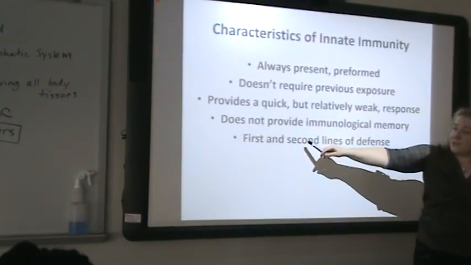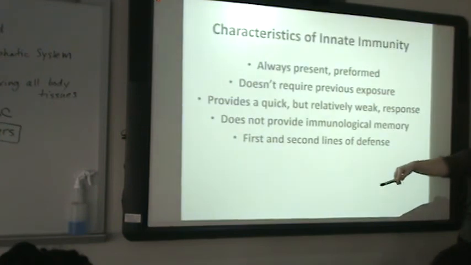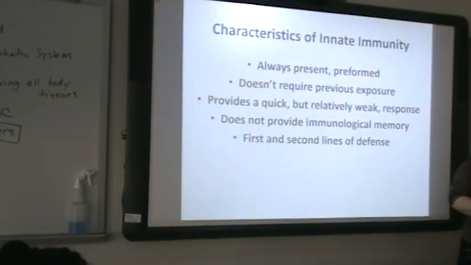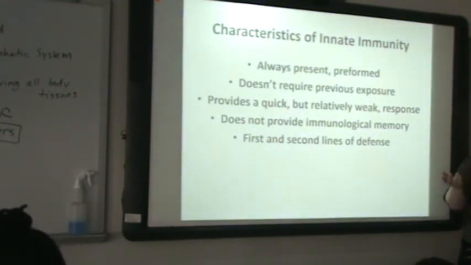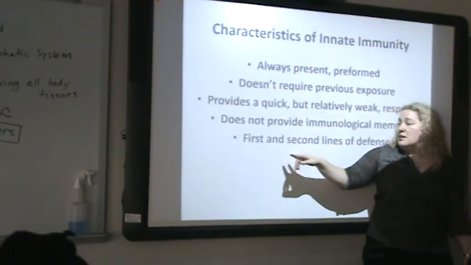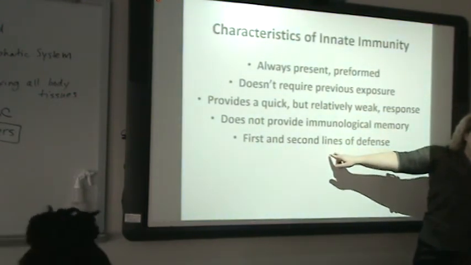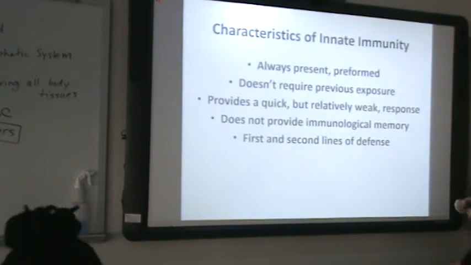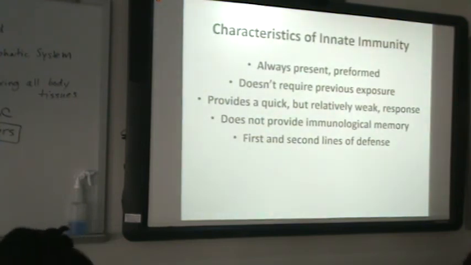And we also refer to it as the first and the second lines of defense in your body. So say that I'm Streptococcus pyogenes. That's the strep throat bacterium. If I'm going to infect you, I have to make it past your body's first line of defense, the second line of defense, and then there's a third line of defense. The innate immune system are the first and second lines of defense that you have against infections.